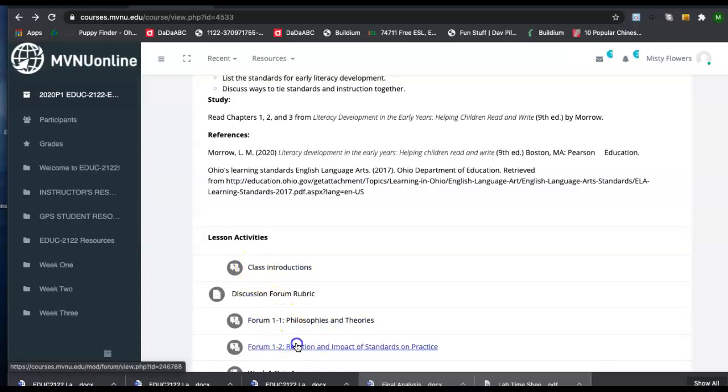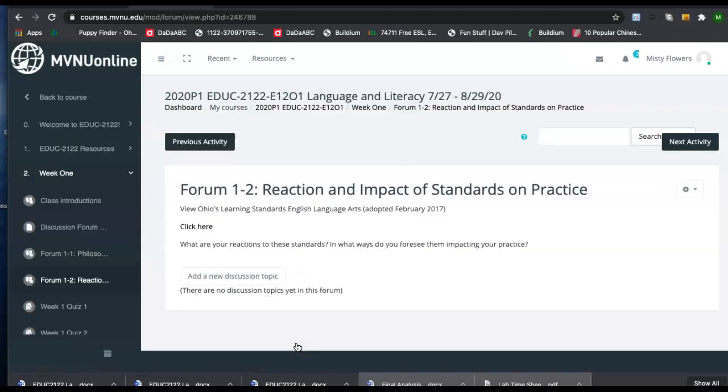Forum 1.2 is the reaction and impact of standards on practice. Here is a link to the Ohio Learning Standards for English Language Arts. What are your reactions to these standards? In what ways do you foresee them impacting your practice? There are two parts to this forum, so make sure you address both parts of it.